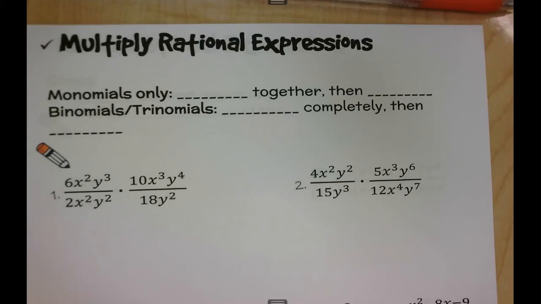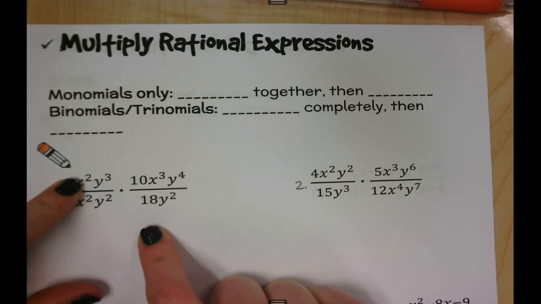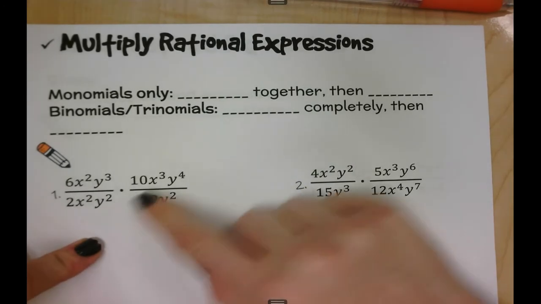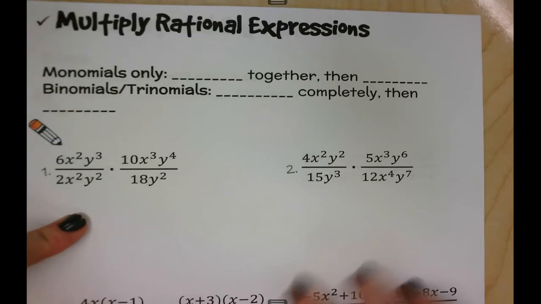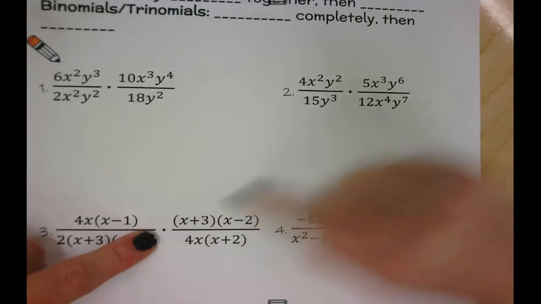Let's look at multiplying our rational expressions. So we are going to see some problems that look like this. We've got a rational expression here, multiplied by a rational expression here. Same down here. All of these are rational expressions, and you can see that we are multiplying the two together.